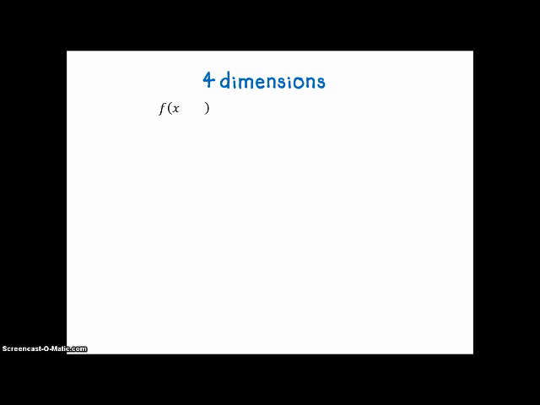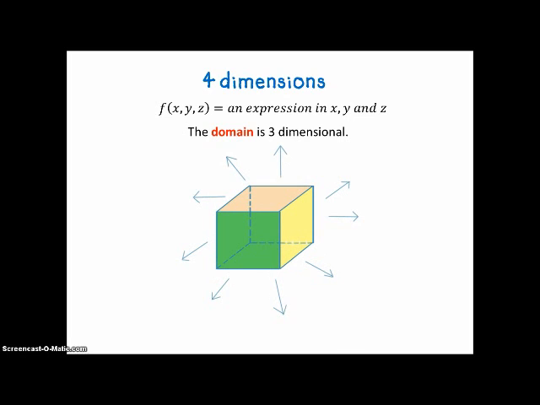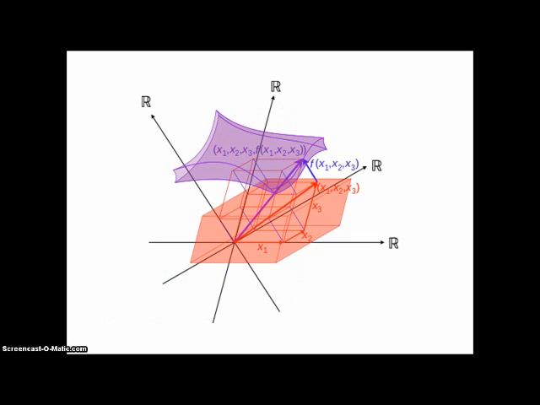In 4 dimensions, we have functions of 3 variables, which would equal an expression in x, y, and z. The domain is going to be 3-dimensional. So it's going to be part of a solid or a surface or part of 3 space. And the graph can't be drawn very easily because it's 4-dimensional, and so we're not going to be drawing any 4-dimensional graphs. Here's an attempt made that I found online to show a pink space object being mapped into a purple space object.